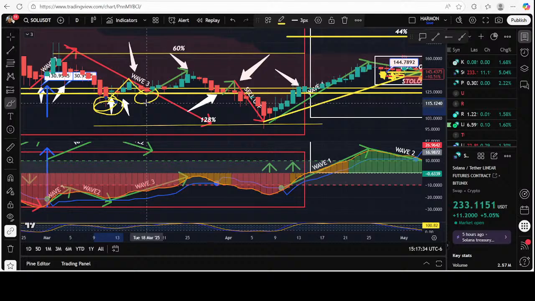Meaning that if you have a system, okay, and you have a system that has a 1, 2, 3 step, right? Meaning that step 1 tells you that a long is incoming. Step 2 confirms that there's a long coming. Step 3 is your entry.